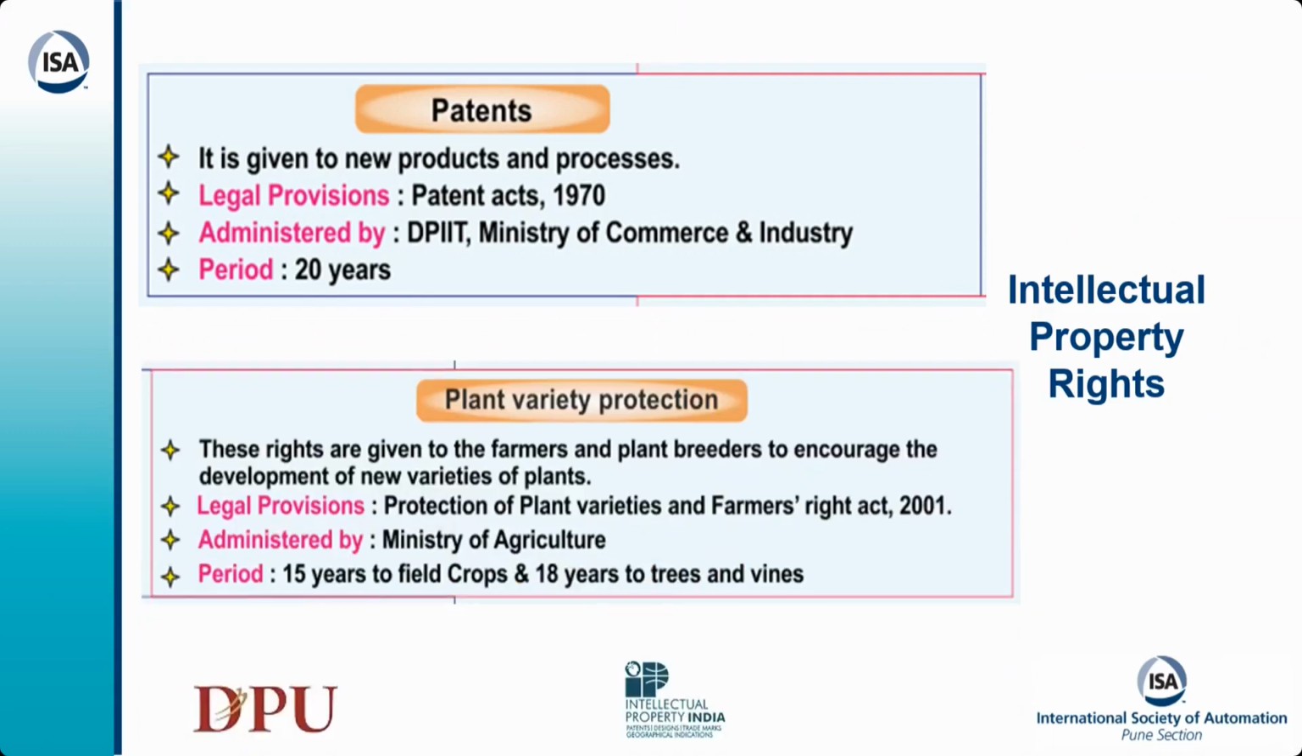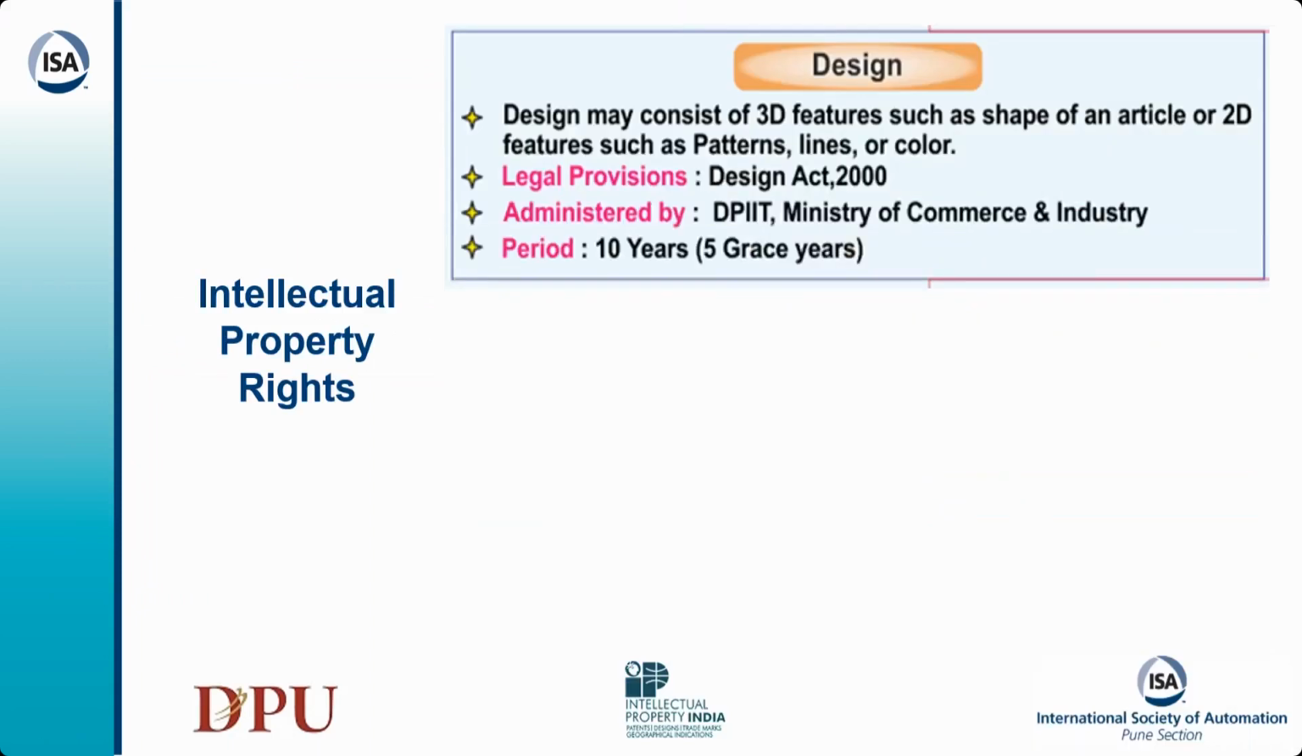Then plant variety protection. This is a new thing which was recently added in 2001, basically. The Protection of Plant Varieties and Farmers' Right Act 2001, and it is administered by the Ministry of Agriculture. It is valid for 15 years for the field crops and 18 years for trees and vines. Next is design. Design is valid for 10 years and it can be extended by 5 years.